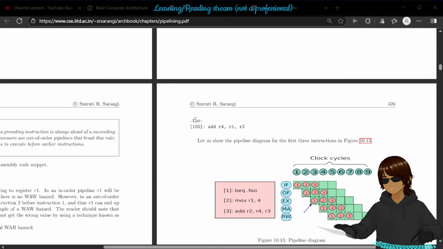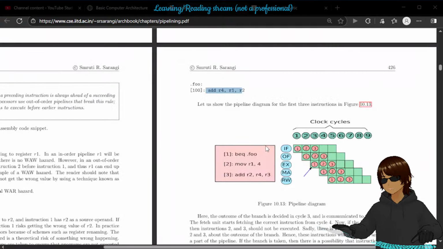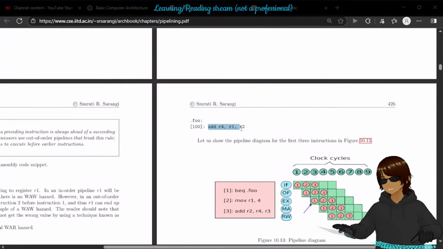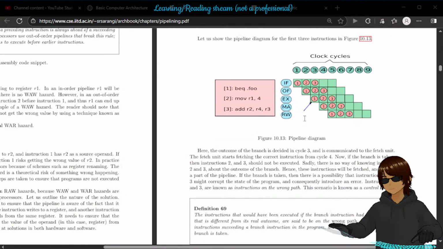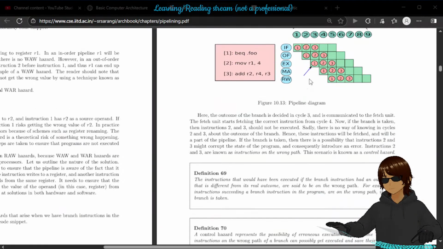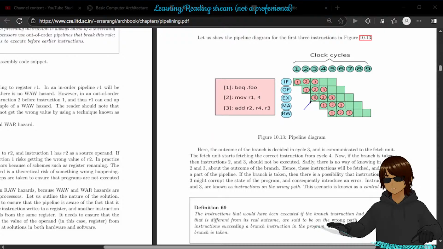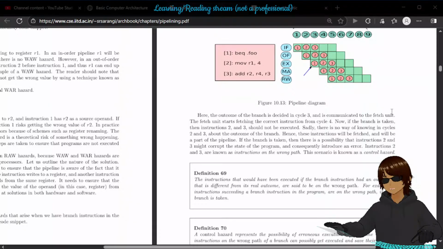The next instruction was supposed to be this. For example, the equality flag is on, so the next instruction in the pipeline is supposed to be this. So this causes an issue, but we don't calculate this until the execute stage. The outcome of the branch is decided in cycle 3. Cycle 1, 2, and 3: instruction 1 is here, instruction 2 is here, and instruction 3 is here. Let's communicate it to the fetch unit. The fetch unit starts fetching the correct instructions from cycle 4.